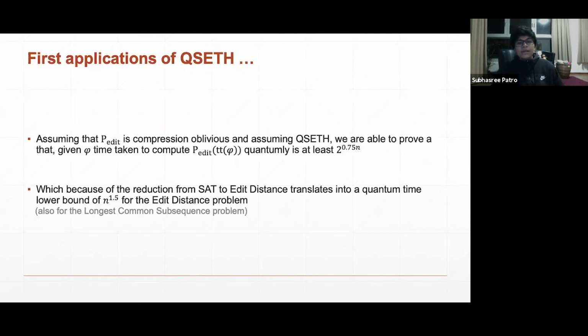Now, this must be a concerning fact for you, that we are assuming p edit is compression oblivious. But just bear with me here. I'm going to revisit this assumption soon.